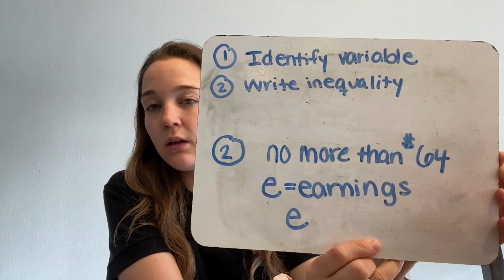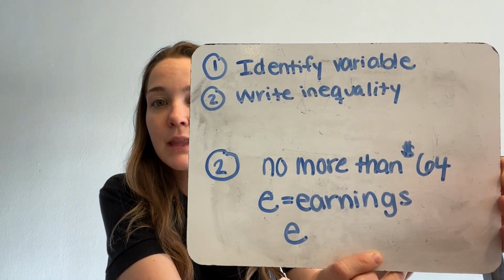It says her earnings were no more than, I'm going to write that down, no more than $64. So we have to think that through. First of all, I'm going to use maybe E for earnings. That's your call. It doesn't have to be, but I'm going to use E for earnings. Let E equal earnings. So now we can say her earnings are something to 64. Now we don't know what that is yet. We have to think about it.